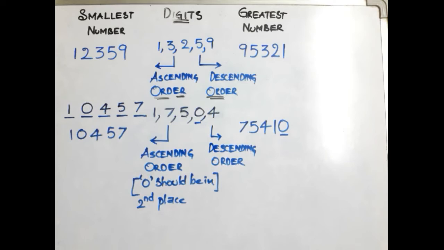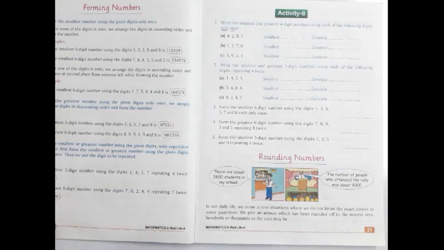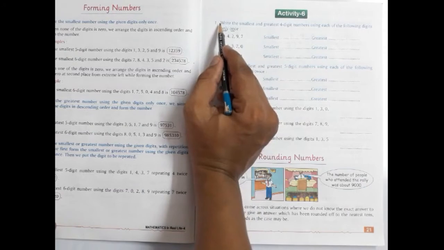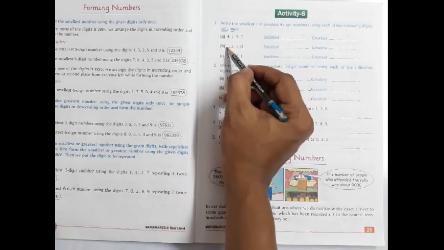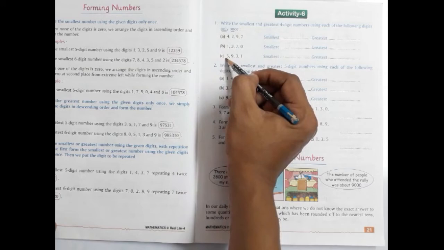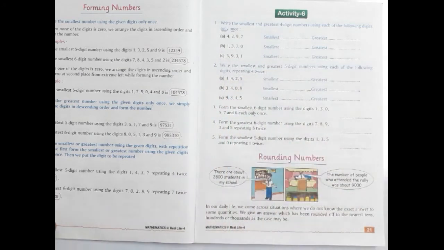Okay, this is the way how we have to write the smallest and greatest numbers using the given digits. I'll move to textbook so that you can understand better. Please follow me. So boys and girls, I am there at page number 21 of your textbook, in which we are going to start activity 6, first Roman. I will solve A and B. C you will write as a homework.